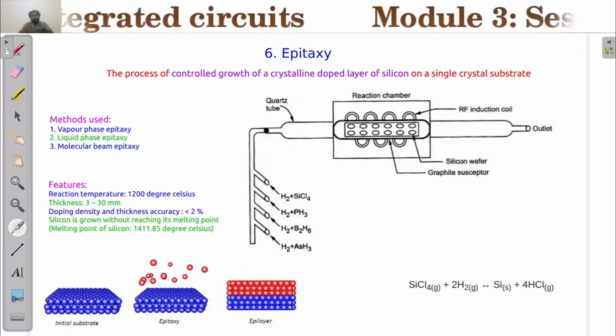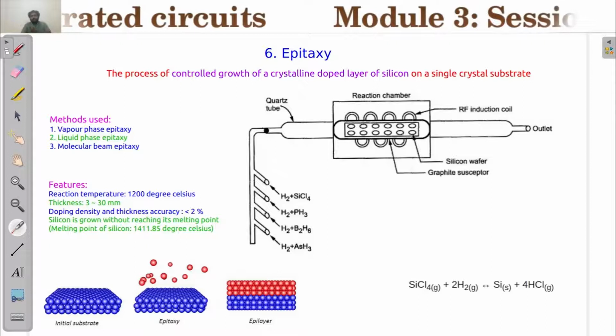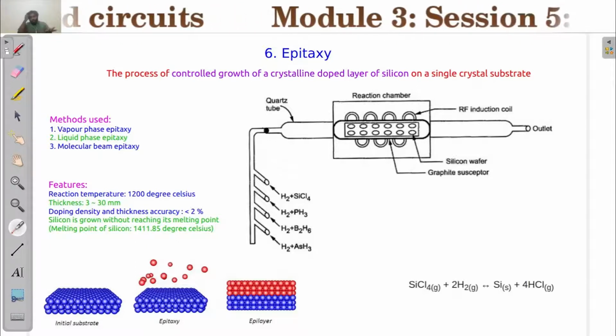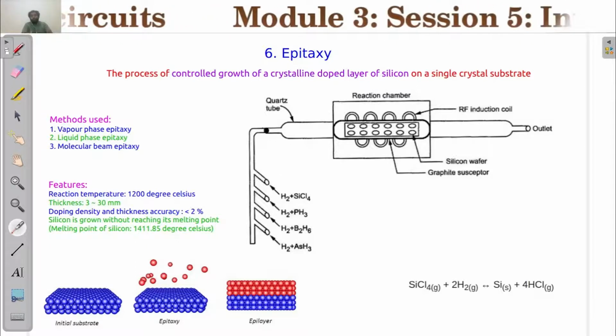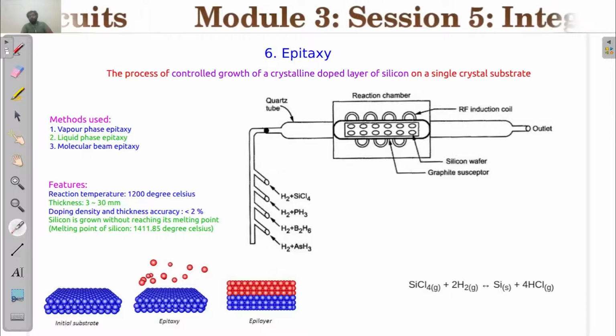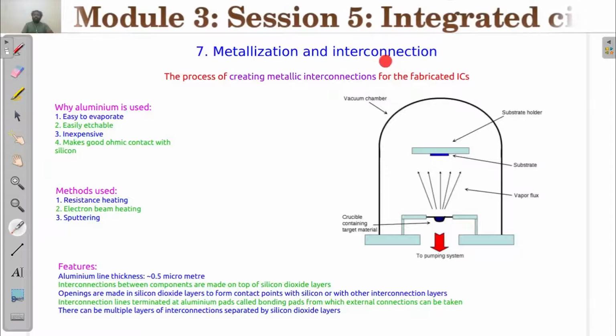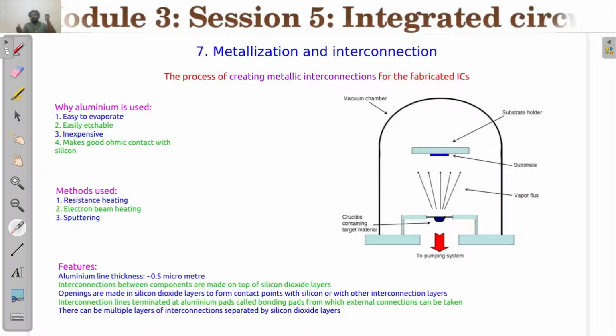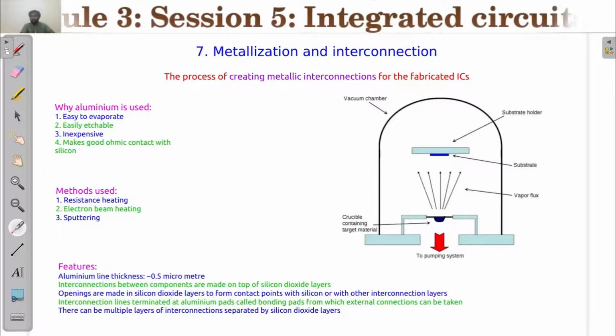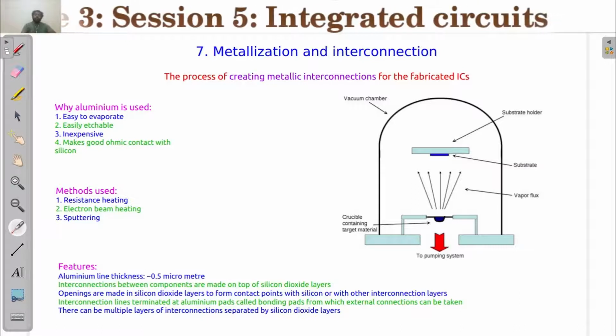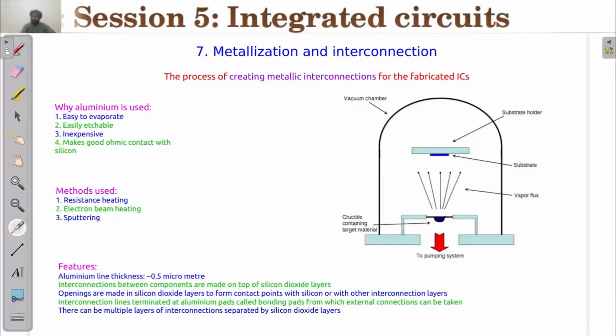You can grow a layer of silicon on top of any kind of doped wafer that you have already. That's about epitaxy, and the next thing is metallization and interconnection, which is our seventh and final type of procedure that is used in the planar process.